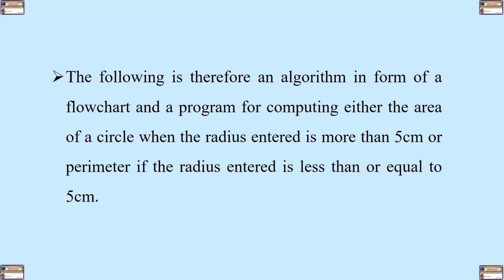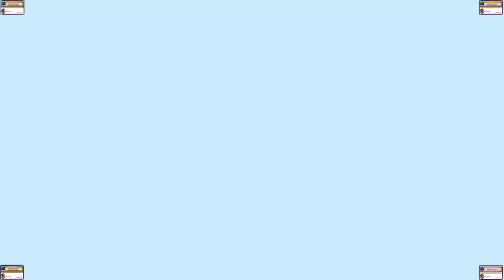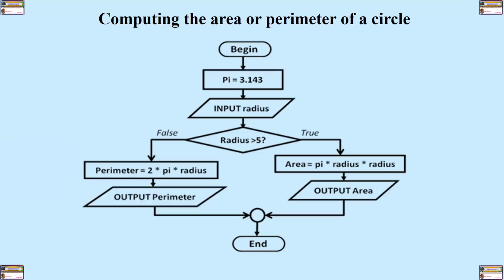So the following is an algorithm in the form of a flowchart and a program for computing either the area of a circle when the radius entered is more than 5, or the perimeter if the radius entered is less than or equal to 5. So this algorithm here is an illustration of how the if-else construct works. First of all, we begin. Then we assign 3.143 to a memory location called pi, and then we request the user to enter radius, input radius, then check the condition. Is radius more than 5?